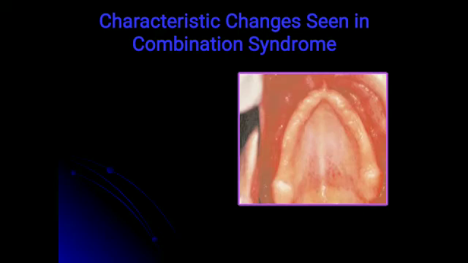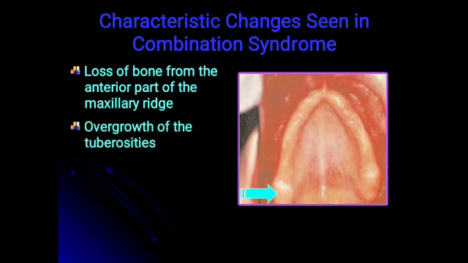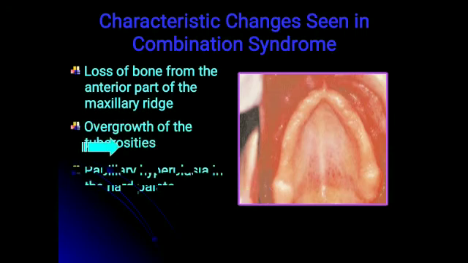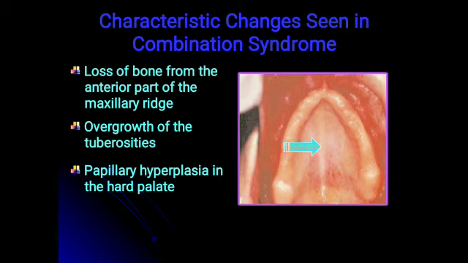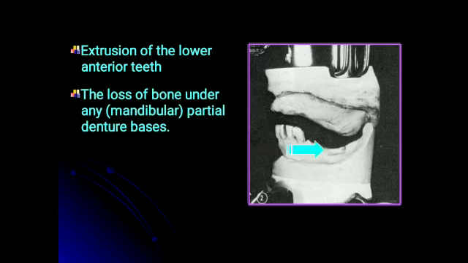Characteristic changes in combination syndrome are loss of bone from the anterior part of the maxillary ridge, overgrowth of the tuberosities, papillary hyperplasia in the hard palate, extrusion of lower anterior teeth, and loss of bone under the partial denture bases.